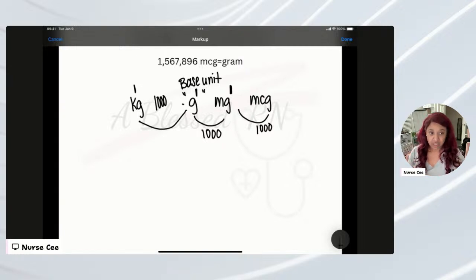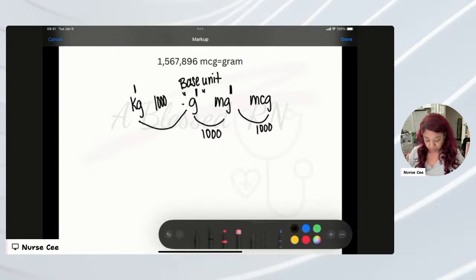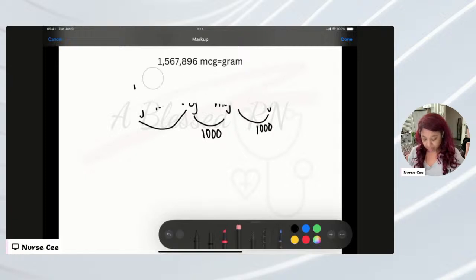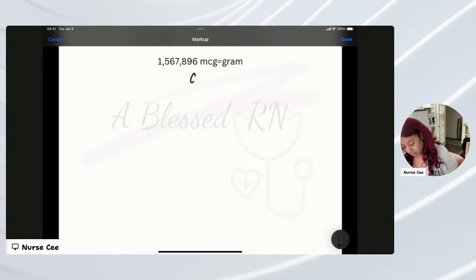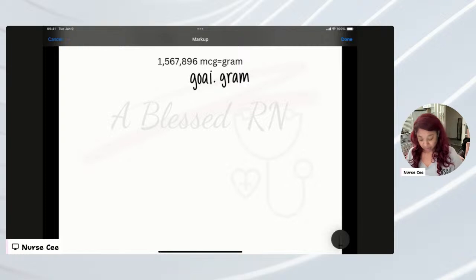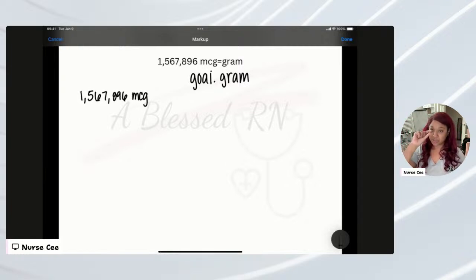All right. So this is one of the important things that you need to know. On this one, what's our goal? It's gram, right? Okay. So if I'm looking for a gram, that's what I want to start with. So my puzzle piece is 1,567,896 micrograms. I know that I can't go from a little small, tiny residue piece to one big cookie, right? It's got to be those 1,000.